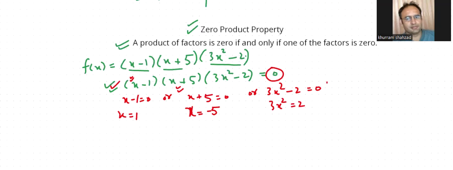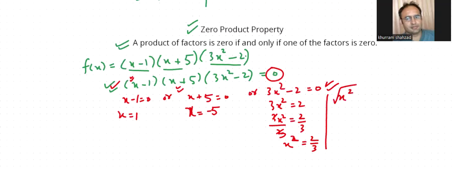So 3x squared divided by 3 is equal to 2 divided by 3. Sorry, this is 2 divided by 3. We can cancel this 3 with the 3. x squared is equal to 2 divided by 3. So we have to remove this square. How can we remove this square? We can take the square root on both sides, plus minus the square root of 2 divided by 3.